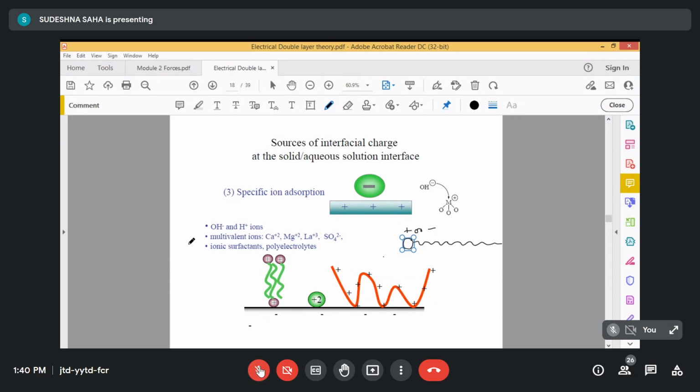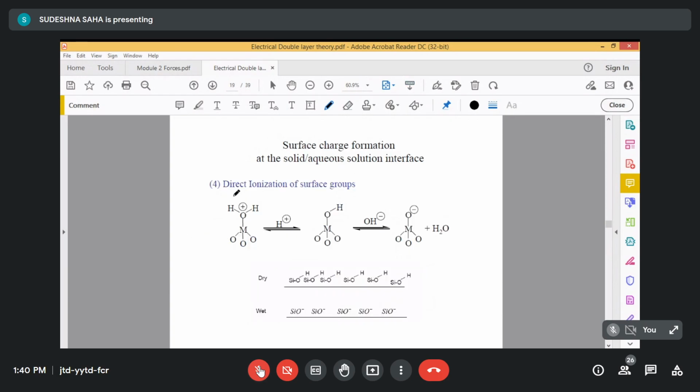Okay, so this is, there could be specific ion adsorption, then direct ionization of the surface groups can be there. Direct ionization of the surface could be there, like if you consider this MOH2, then if the hydroxyl, sorry, the hydronium ion is basically replaced by the OH ions. Okay, this is direct ionization of the surface group.